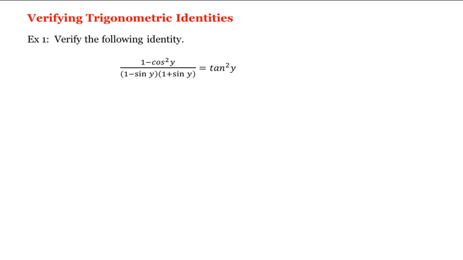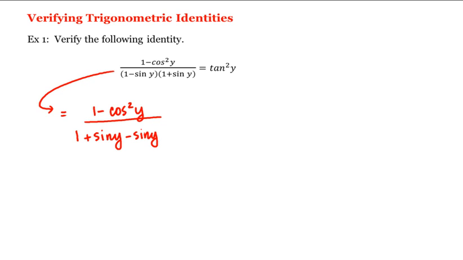So in this case, the left-hand side looks a little bit more complicated, so let's start working with that side first. That is, this is equal to 1 minus cosine squared y divided by, and then foiling the denominator, we get 1 plus sine y minus sine y, and then minus sine squared y. Now the outer and inner terms will cancel, which leaves us with 1 minus cosine squared y divided by 1 minus sine squared y.